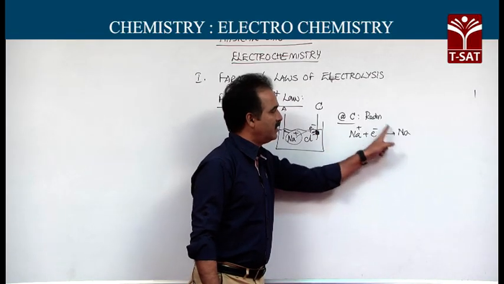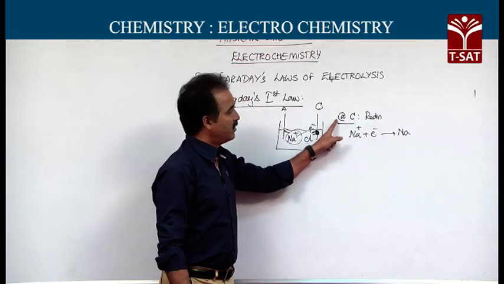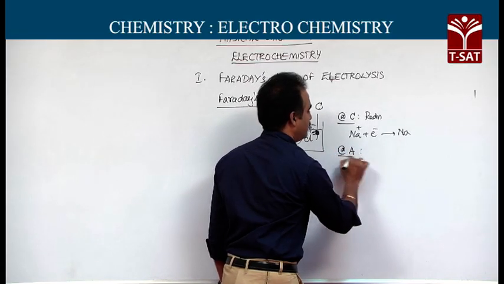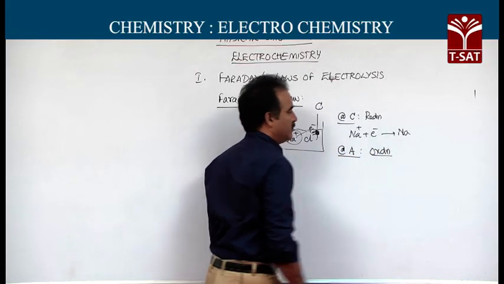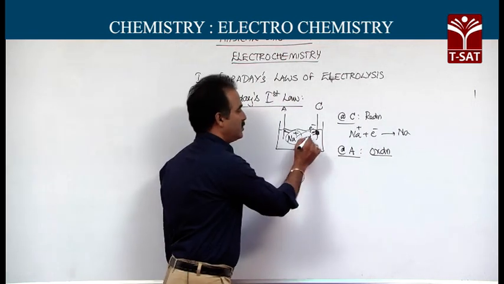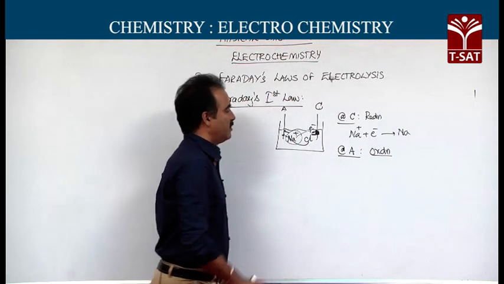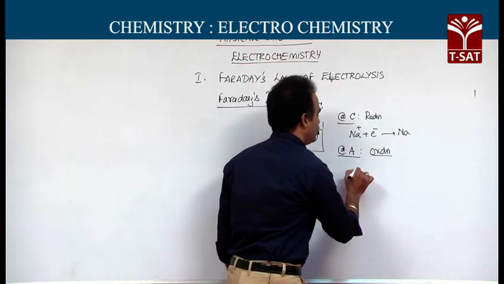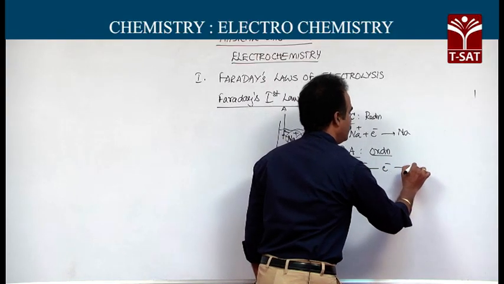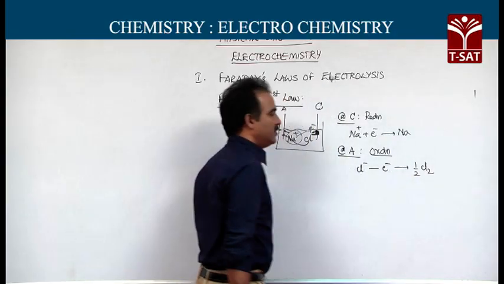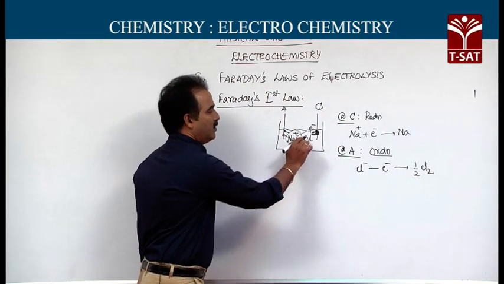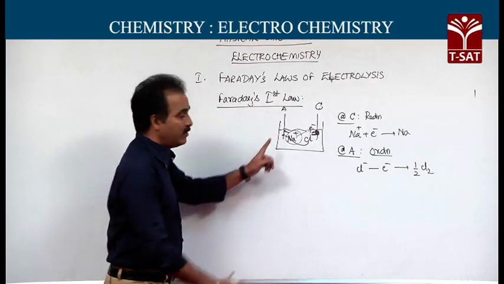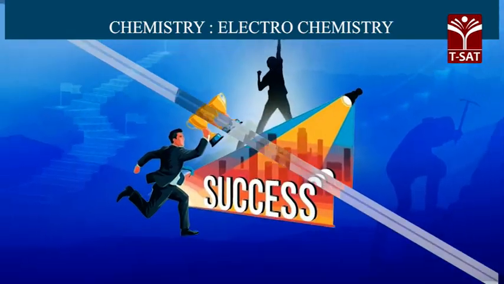So, this process is reduction. Wherever reduction occurs, conventionally we call it the cathode. Similarly, at the anode, oxidation occurs. Oxidation of what? Anions. These anions will come to the anode and undergo oxidation. Cl- loses electrons and becomes Cl2 gas. So, at the cathode sodium metal is deposited and at the anode chlorine gas is liberated.